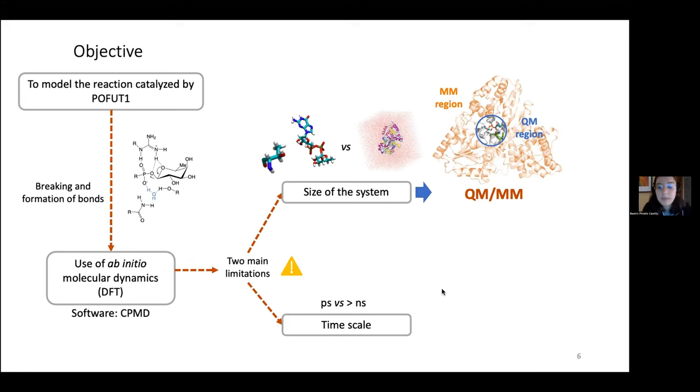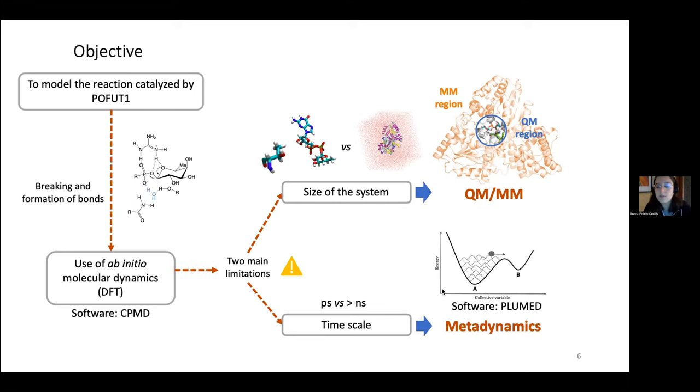The other main limitation is the timescale, because enzymatic reactions usually take place at a much longer timescale than what is feasible to do with ab initio molecular dynamics. So we needed an enhanced sampling technique, and in this case, we used metadynamics as implemented in the software PLUMED.